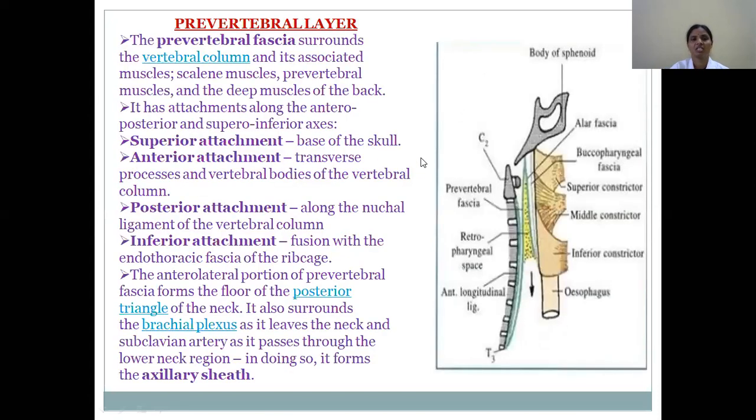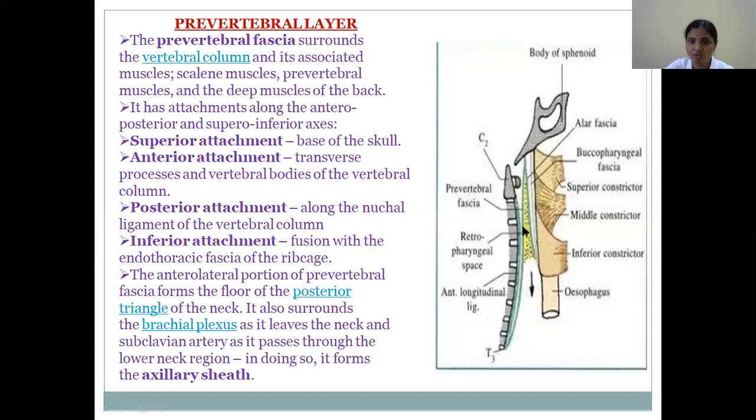Coming to the other fascial sling of the deep cervical fascia, that is the prevertebral layer. What is the extent of this prevertebral fascia? As the name indicates, it surrounds the vertebral column in front; pre means in front of the vertebra. It extends vertically from the base of the skull, where it is attached to the sphenoid bone, down to the posterior mediastinum, to the third thoracic vertebra, where it blends with the anterior longitudinal ligament.